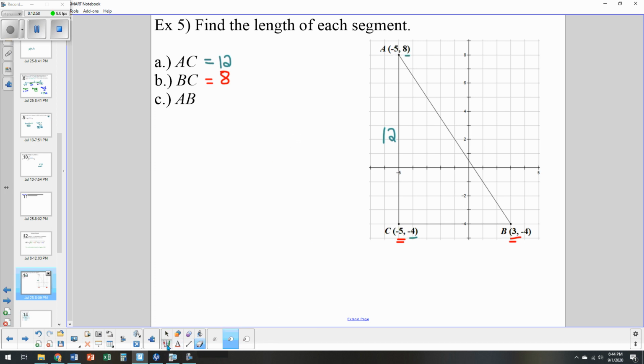Now, for my last one, I actually have to use the distance formula, right? This is a diagonal line. I cannot count boxes for a diagonal line. So I'm going to do the distance formula. My 2 points are negative 5, 8, and 3, negative 4.